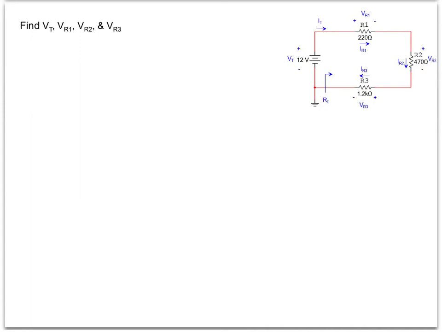Now we're supposed to find the voltage, the total, and then the voltage across each component. Well, we know what the total voltage is. It is clearly, right here, 12 volts, so that requires little to no effort. Now let's do the voltage across each component. Let's take the voltage at component 1.